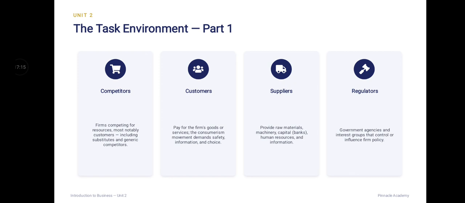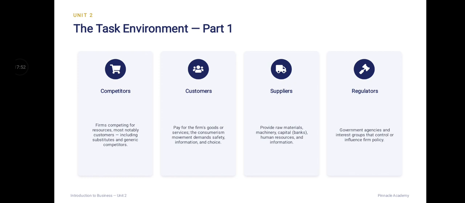The other force is the customers. Customers are the people or organizations who pay for the goods or services. This section also introduces the consumerism movement, which pushes the right to be safe, the right to be informed, and the right to be heard, and the right to freely choose for customers. Another element of the task environment are the suppliers. Suppliers provide resources that organization needs, for example, raw materials, machinery, capital through the banks, human resources, and information.